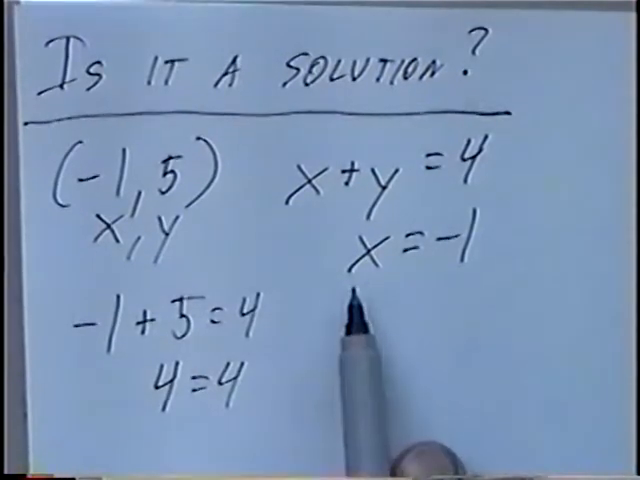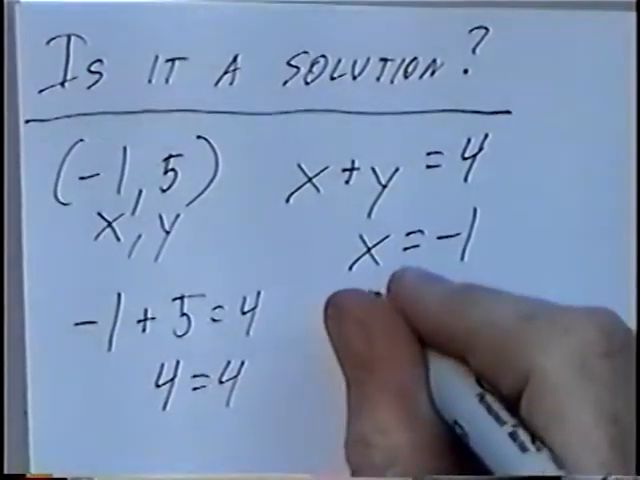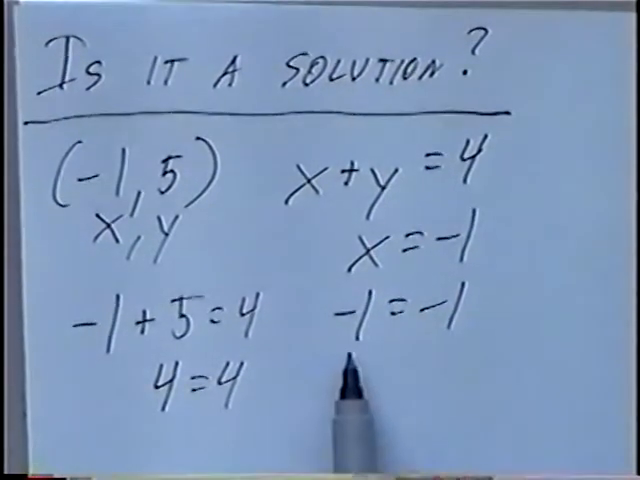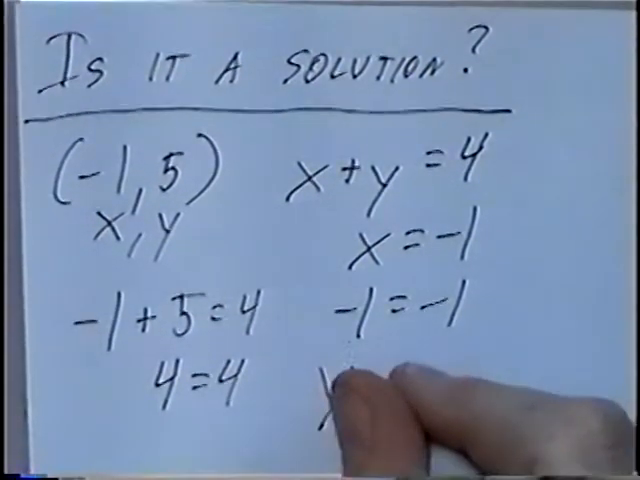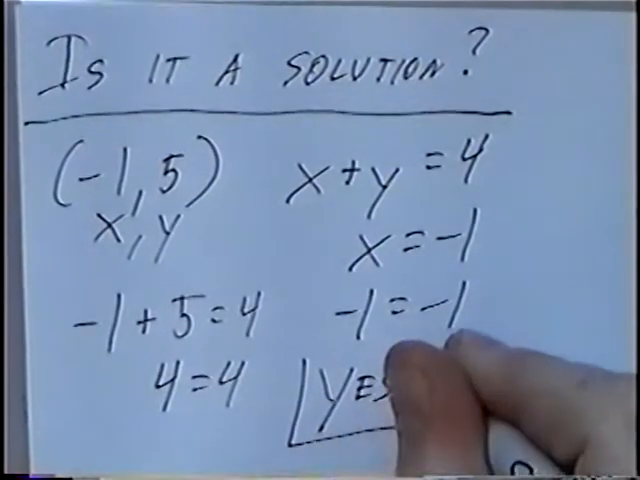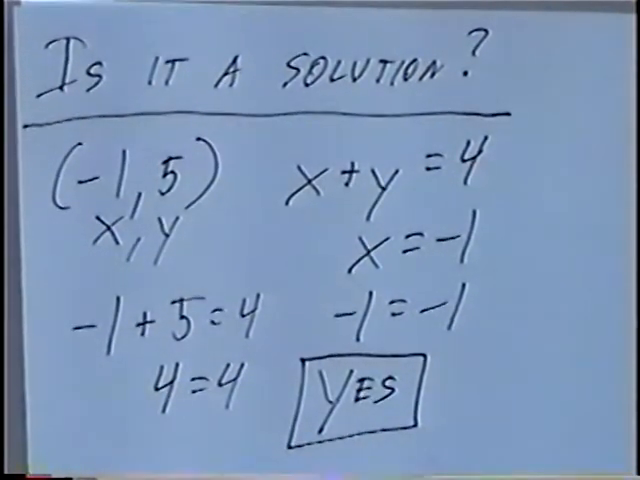The second equation, x equals -1. The x value is -1, so plugging a -1 in for x, -1 equals -1. Since it works for both equations, the question, is it a solution? The answer would be yes. If it did not work for one or both of the equations, the answer would be no.